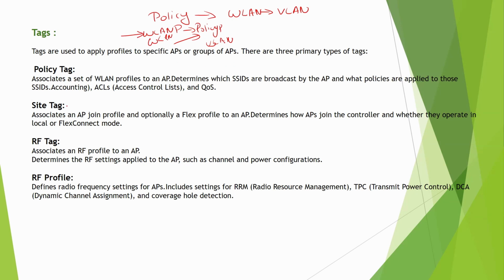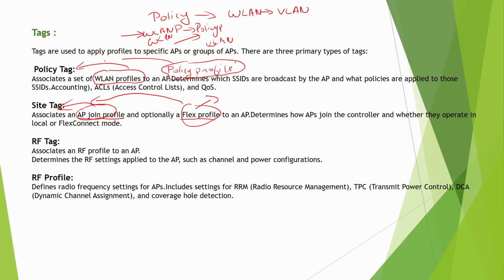And then we got the site tag. The site tag has the AP join profile. We will add the AP join profile into the site tag, and a Flex profile also you can add. So the Flex related configuration and the configuration related to where the AP joins the WLC will be clubbed together and put into the site tag. Here the WLAN profile and then the policy profile, these two configurations we take and put into the policy tag.